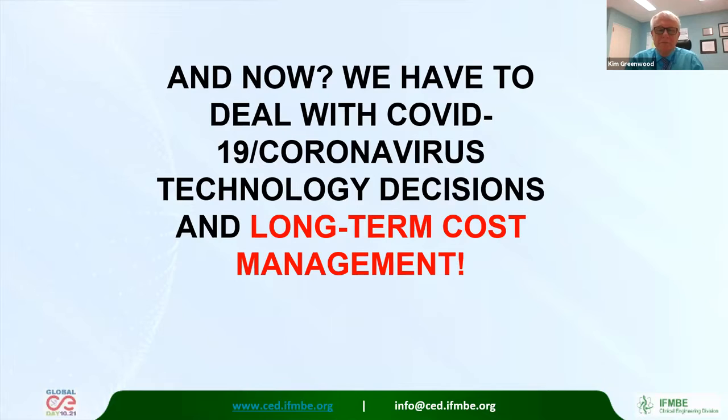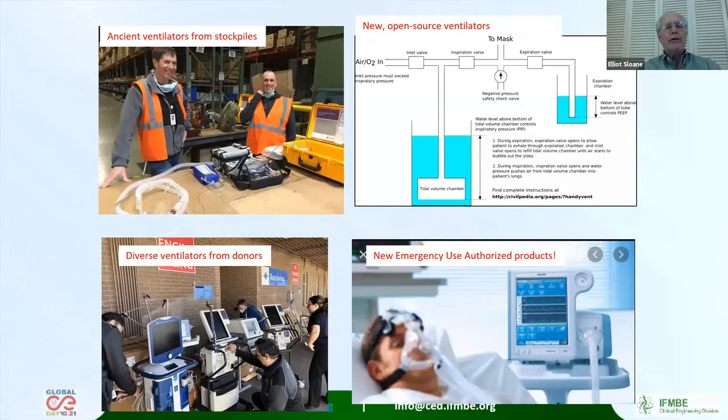And now we have to deal with the COVID-19 coronavirus technology decisions and those long-term cost management issues. That includes ancient devices that we're pulling out of warehouses and stockpiles, diverse ventilators coming from many other hospitals and donors, new open source ventilators and products that are being built in individual hospitals, and new products that have EUA, or emergency use authorization, only, that in fact may not be used past the duration of the coronavirus pandemic.